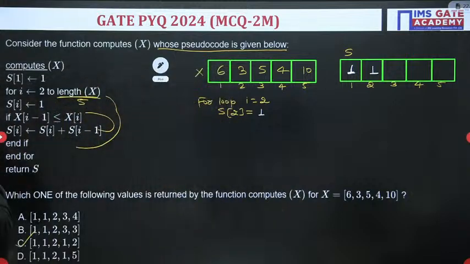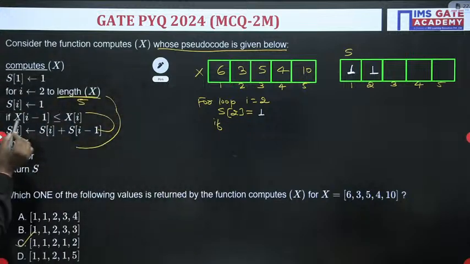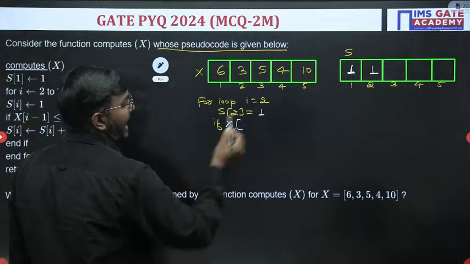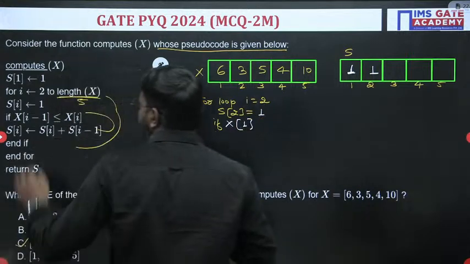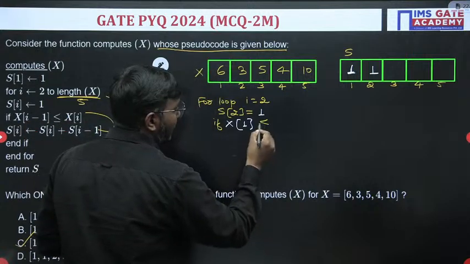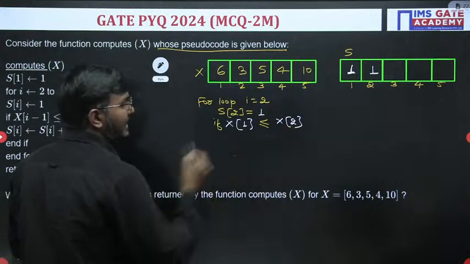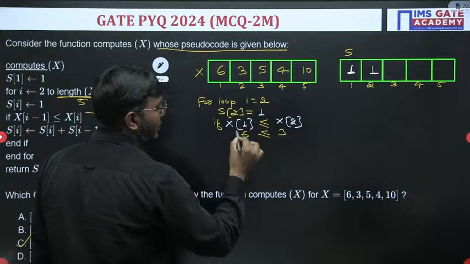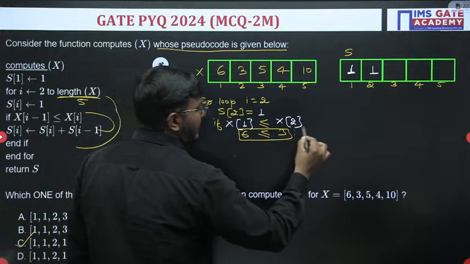Now here we have the if condition: if x of I minus 1. What is I minus 1? I is 2, 2 minus 1 is 1. So if x of 1 is less than or equal to x of I. What is x of I? x of I is x of 2. What is x of 1? x of 1 is 6. Less than or equal to x of 2, which is 3. Is it true or false? 6 is less than or equal to 3. This is false.